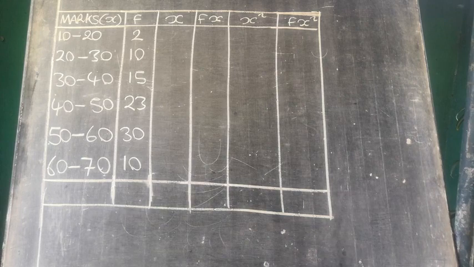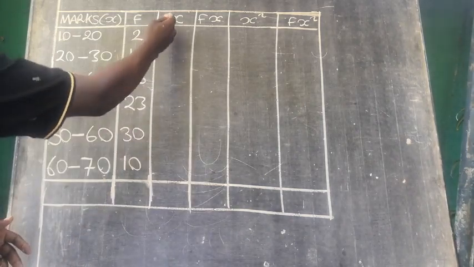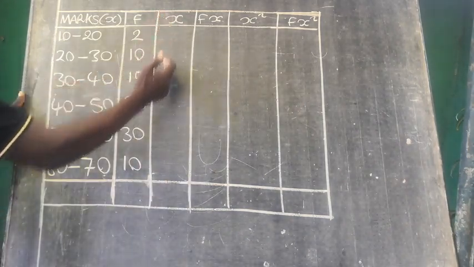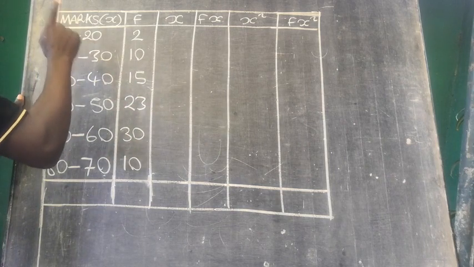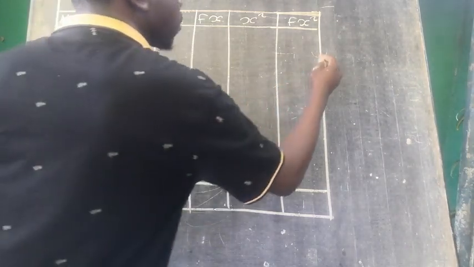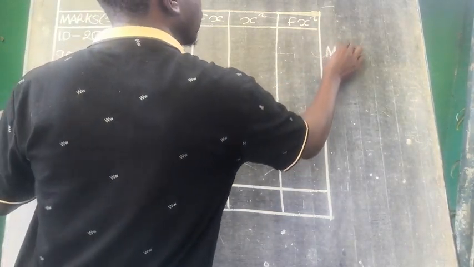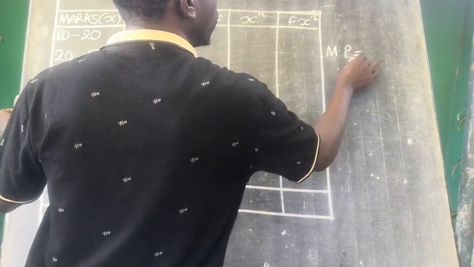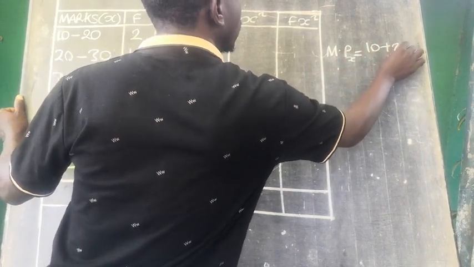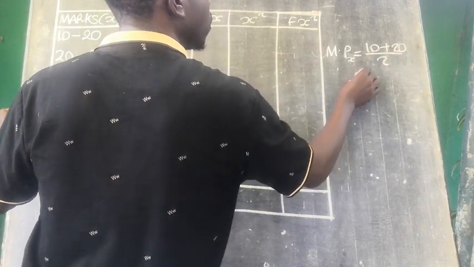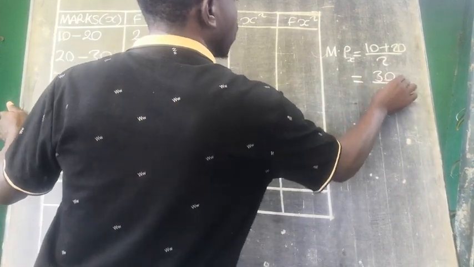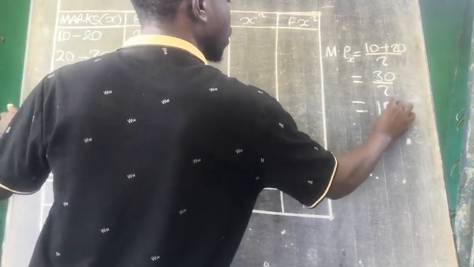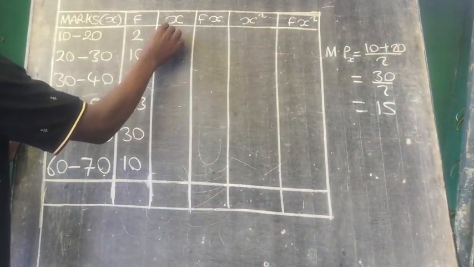After drawing the table, now we have to fill up each column. To find the values of the x column, we add 10 to 20, then we divide by 2, always, because we are looking for the midpoint. So midpoint equals 10 plus 20 divided by 2, which is 30 divided by 2, giving us 15. So this one will be 15.